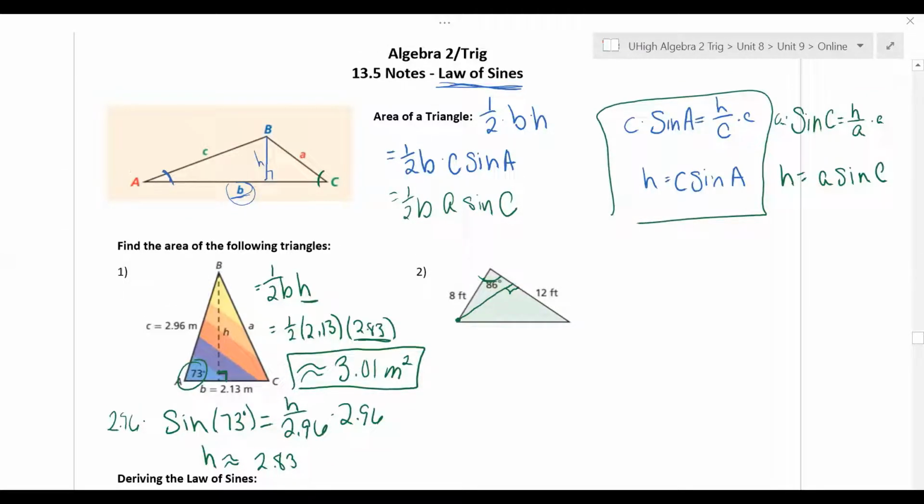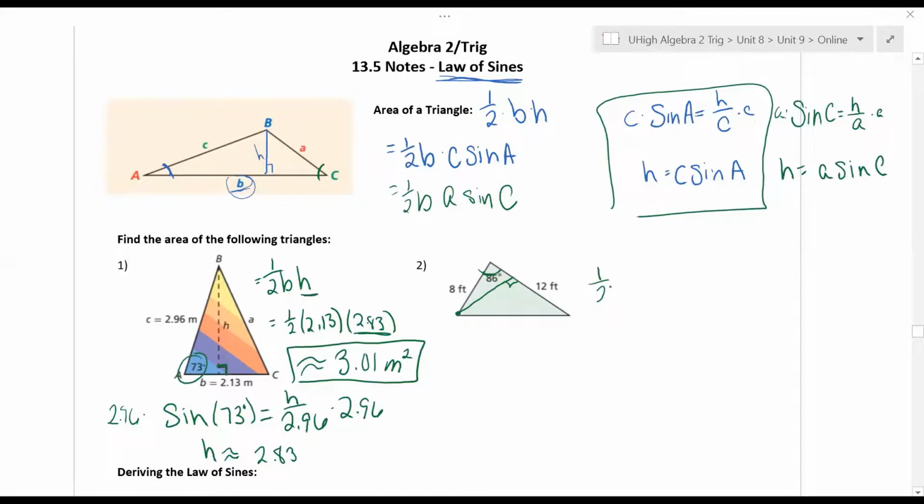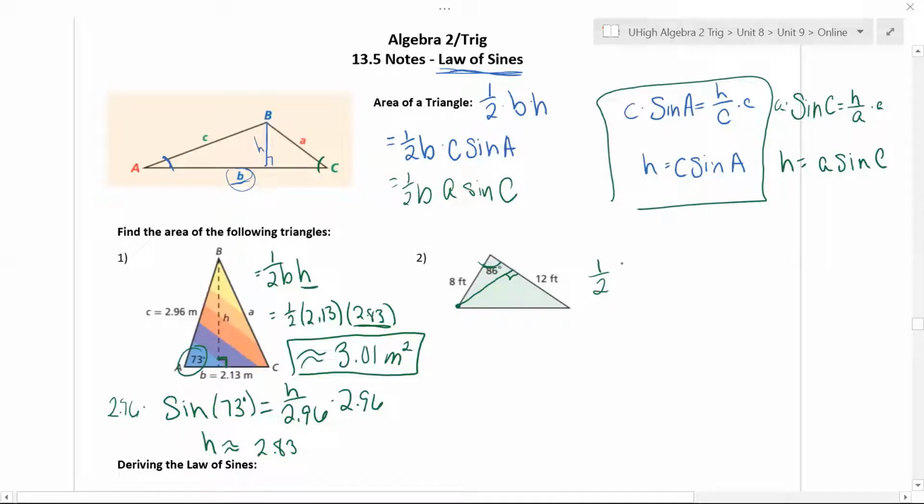It really doesn't make a big difference. Your calculations are just going to be a little different. So here, if I do this, I know I have 1/2 my base, which is now my 12 feet, times my height, which is what I don't know. I know 12 is my base because it's what I'm perpendicular to. And I'm going to name my height h here.